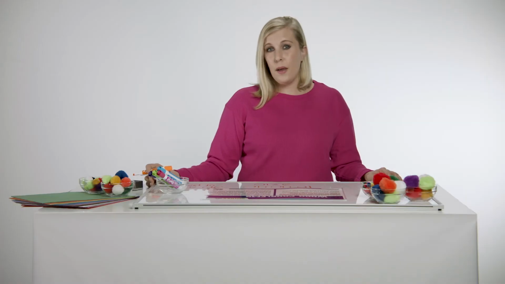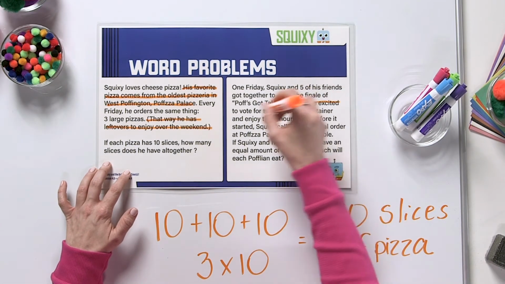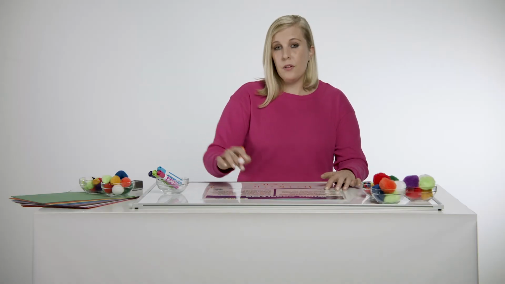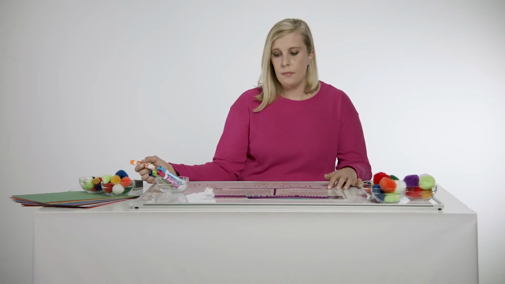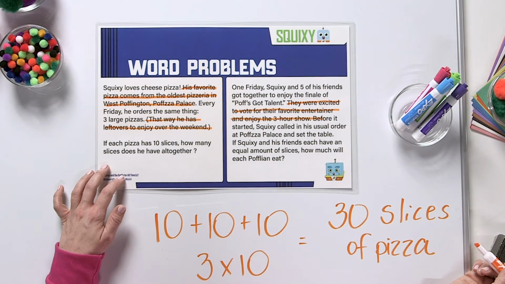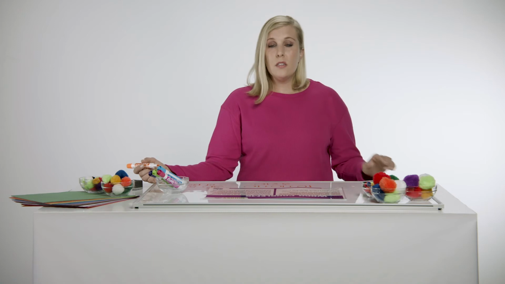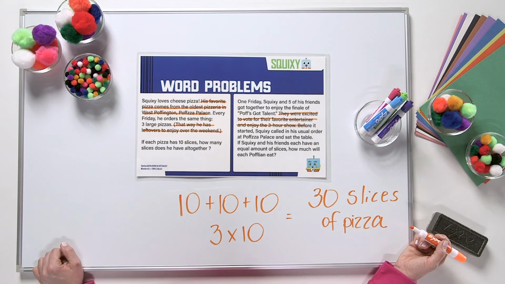Is there anything we can take away? They were excited to vote for their favorite entertainer and enjoy the 3-hour show. I can eliminate that because that doesn't offer any helpful information. Although there is a number, don't be fooled. Just because there's a number doesn't mean it's important. I do need to know that Squixy called in his usual order at Puff's Palace. We know that his usual order is 30 slices of pizza. If Squixy and his friends each have an equal amount of slices, how much will each Pufflian eat?